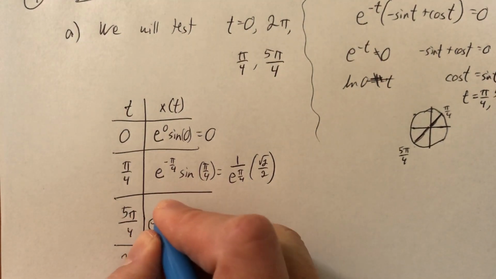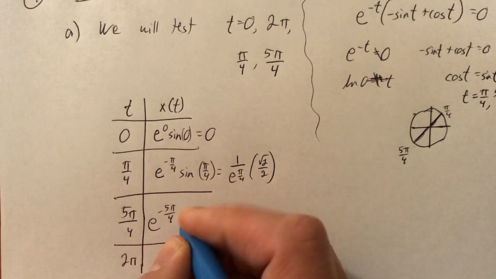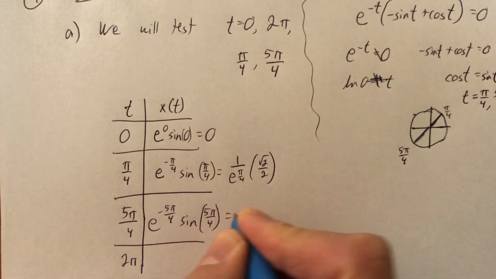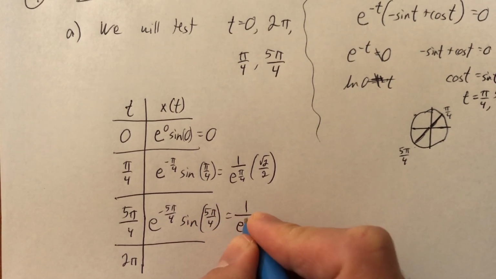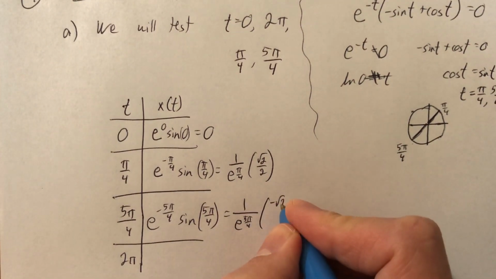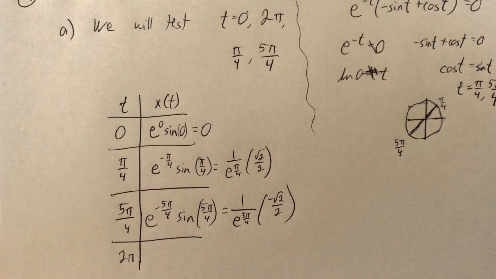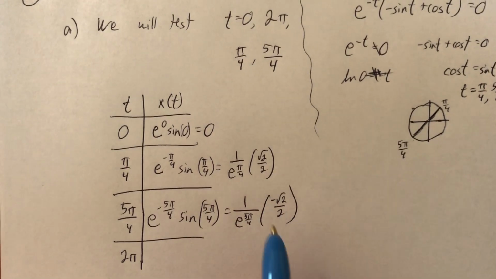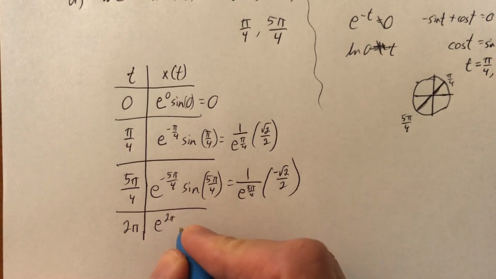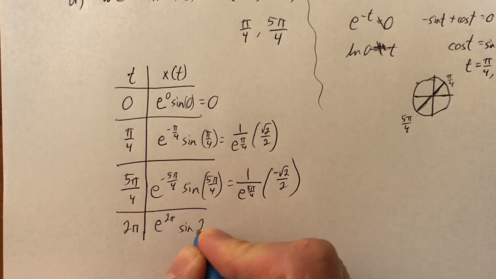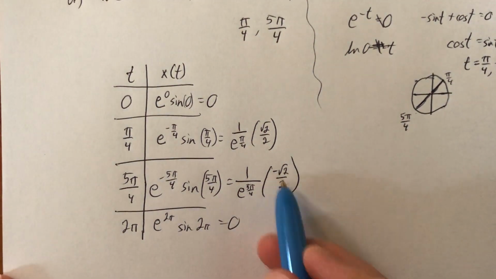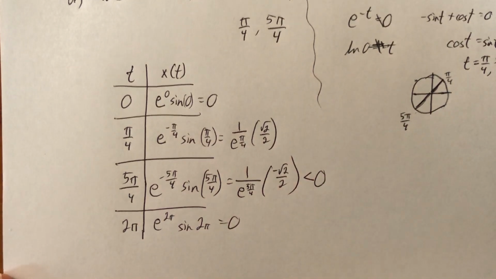So let's do this one. e to the negative 5 pi over 4 times sine of 5 pi over 4. And so I have 1 over e to the 5 pi over 4 times, oh, what's the sine of 5 pi over 4? It's negative square root of 2 over 2. Okay, so we have a positive times a negative now. So this one is negative. So far, this one is furthest to the left. And if we plugged in 2 pi, we'd have e to the negative 2 pi times sine of 2 pi, which is still 0. Okay, so which one is furthest to the left? That would be this guy right here, because it is less than 0.